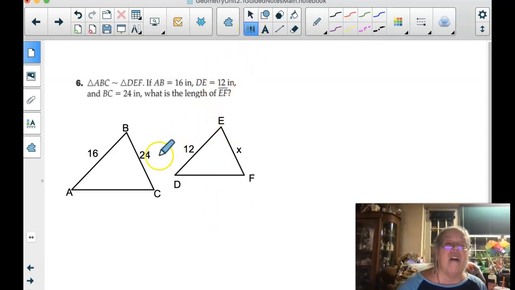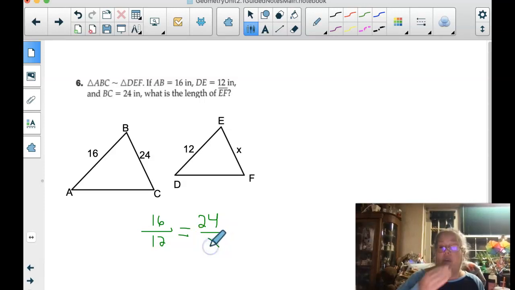I'm going to compare, I think, the 16 to the 12. Okay, so 16 over 12 is going to equal, okay, since I started with the 16, I have to go to the 24 on the other. It's going to equal 24 over x. Now, we can certainly cross multiply, but I think I'm also going to try and reduce just to make life easier. So I can divide this by 4, right? And I get 4. And as long as I do the exact same thing to the bottom, I'm good.